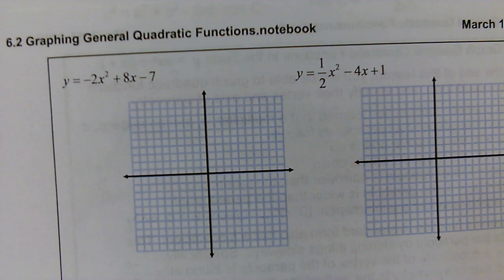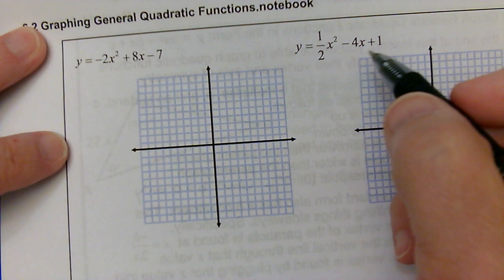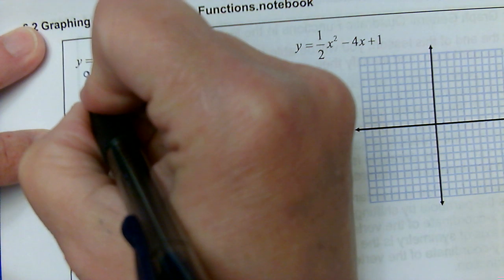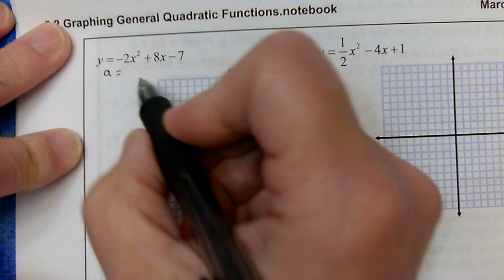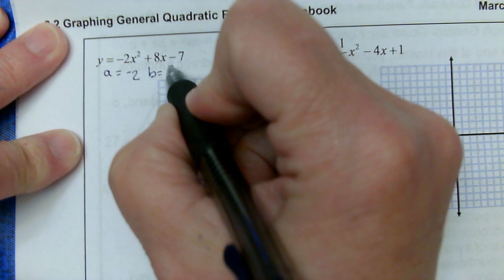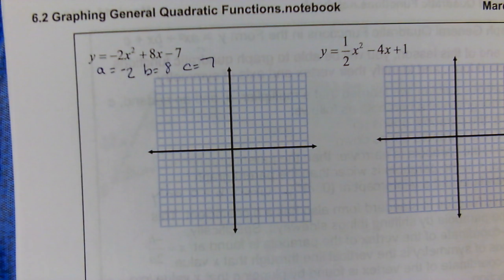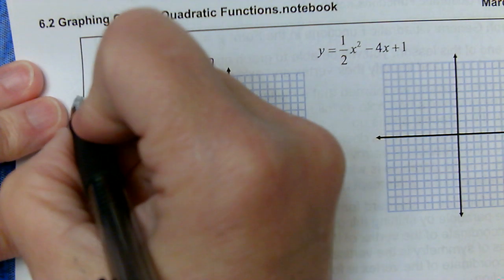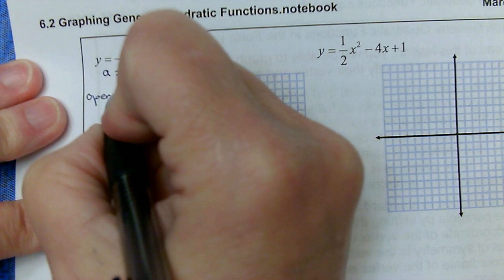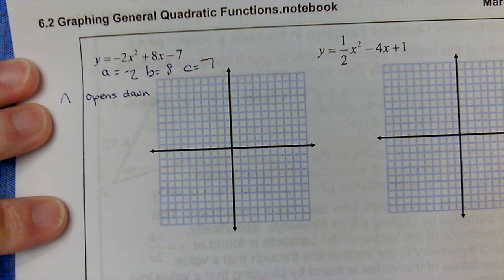Okay, let's try a couple more examples. So in this problem, A is -2, B is 8, and C is -7. Since A is negative, this is going to open down. So it'll look something like that.